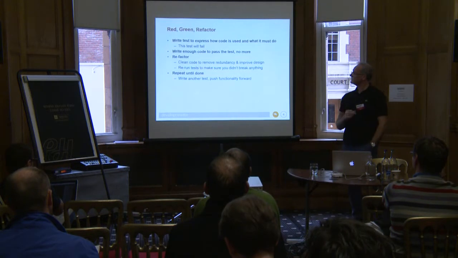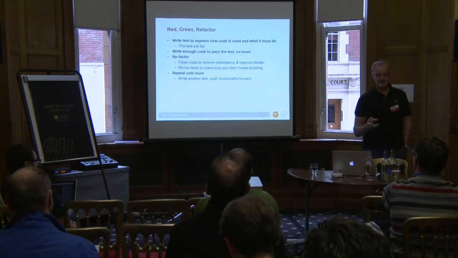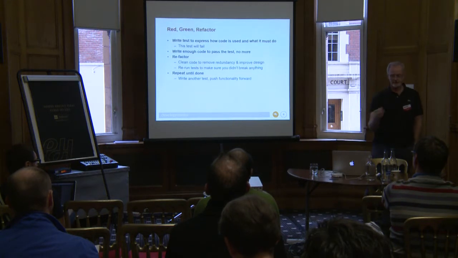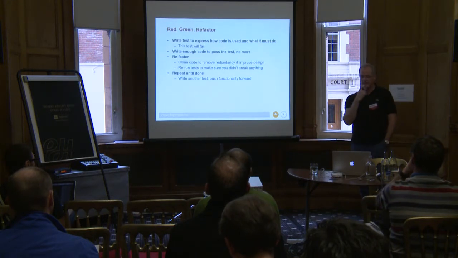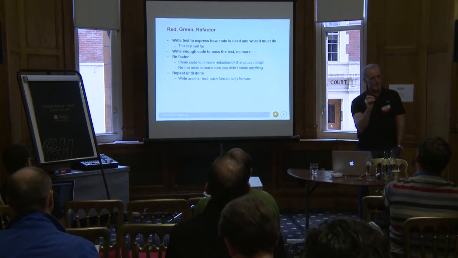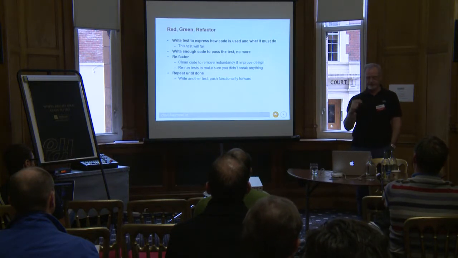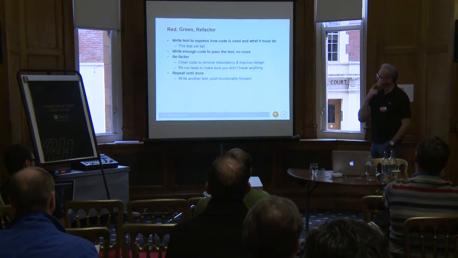Then, write enough code to pass the test. We can get silly with this, as we'll see in a second. We'll write some code in a second. That doesn't necessarily mean write the smallest amount of code that you can. So be sensible. But what it means is don't add two features when you only need one feature to make the test pass. And again, we'll dive into that in a moment and go into a bit more detail.